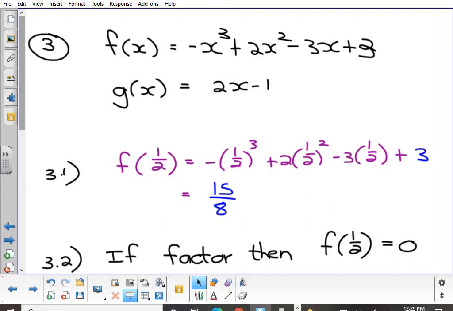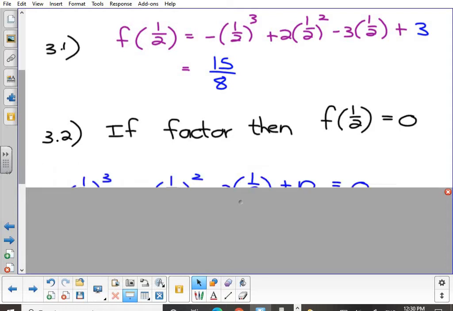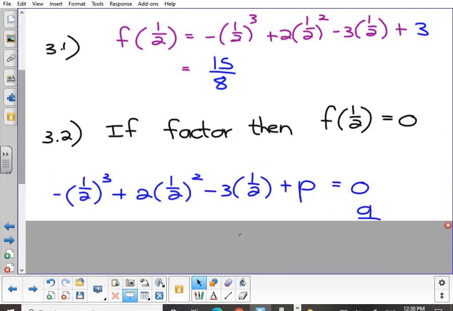So I did that. Look at what I wrote. I said, if it's a factor, then f of a half is equal to 0. Which I then did. Look there. Exactly the same. The only thing that differs is it's not k, it's actually p. Am I correct? Yeah. So everything is the same. The only difference is now I don't know what that is.